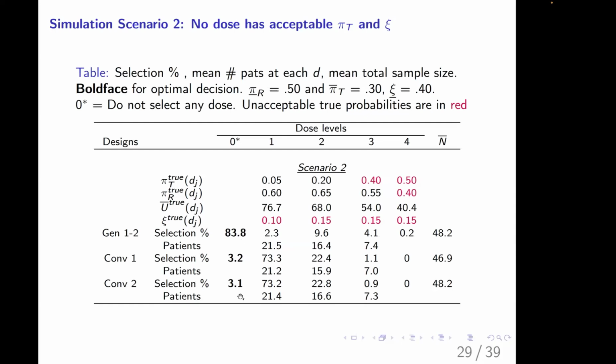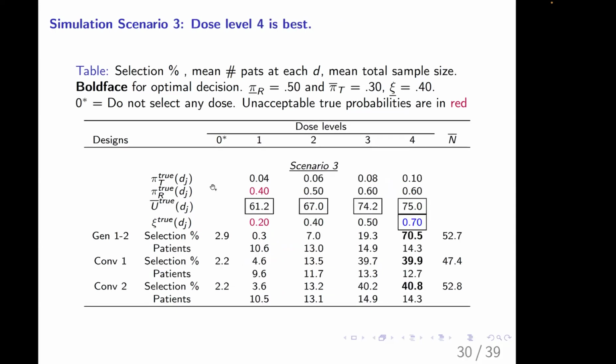So again, if we hadn't gotten results like this, we'd say something was wrong. But here, I was really surprised at the immense difference. So the conventional designs just crash and burn. So here's a scenario where dose 4 is best. You've got a good dose.